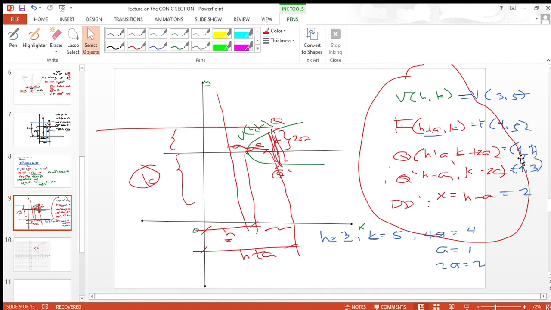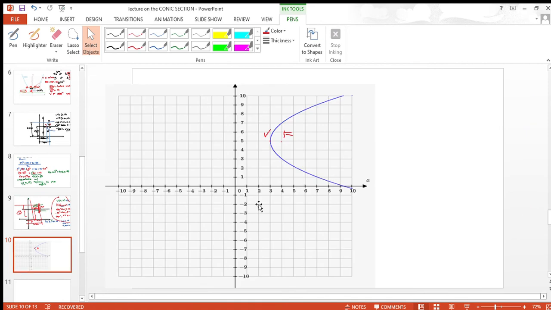And then, Q is 4, 7. 4, 7, 4, 3. Nasaan yung si 4, 7? 4, 7 is here. That's your Q. That's your Q prime. Okay? And then, yung isa pa, directrix, x equals 2. So, the directrix, hindi pa nakadraw yung directrix, x equals 2. So, it will be this line here. X equals 2. That's your D prime.